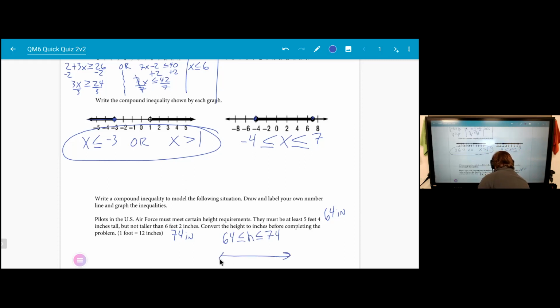We'll do 64, 70. Oh, all right, hold on. Yeah, 64. I'll just throw some numbers in here. 64, I'll throw a 70 because it's in between, not halfway in between, but then 74. Closed circle at 64, closed circle at 74, and a line somewhere in between.